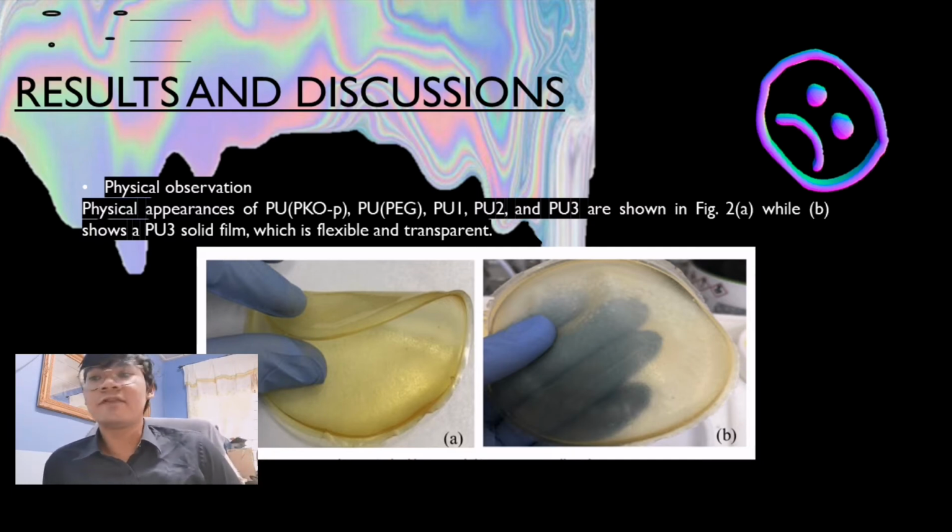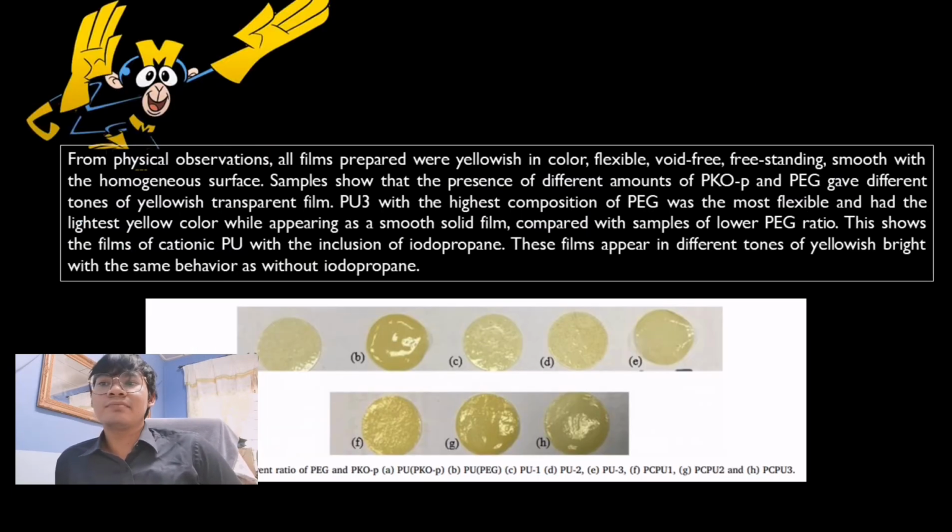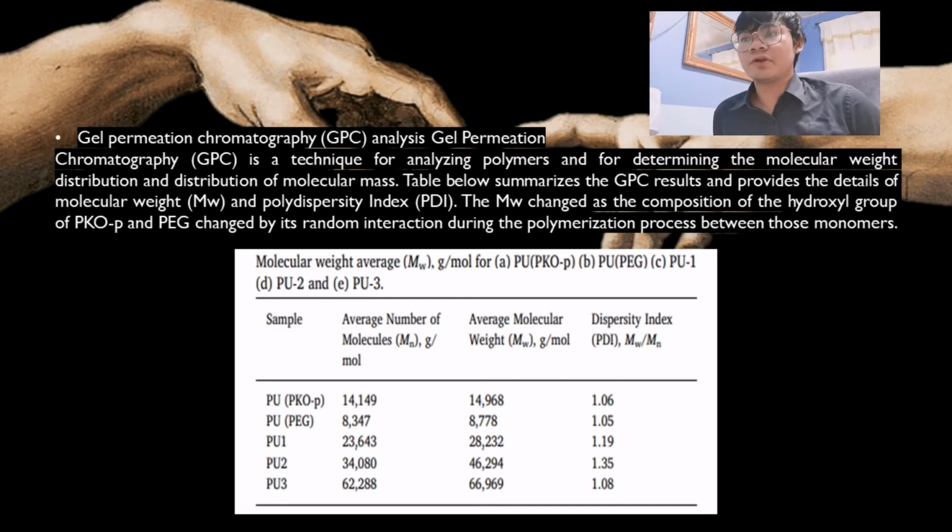For example, the figure shows that the presence of different amounts of PKOP and PEG gave different tones of yellowish transparent film. PU3, with the highest composition of PEG, was the most flexible and had the lightest yellow color while appearing as a smooth, solid film compared with samples of lower PEG ratio. Next, we will move to gel permeation chromatography analysis.